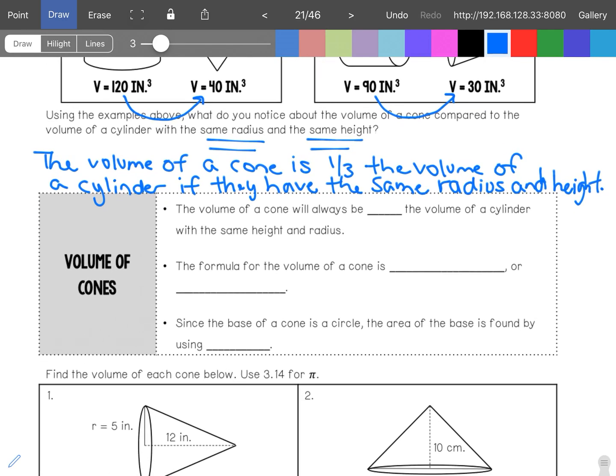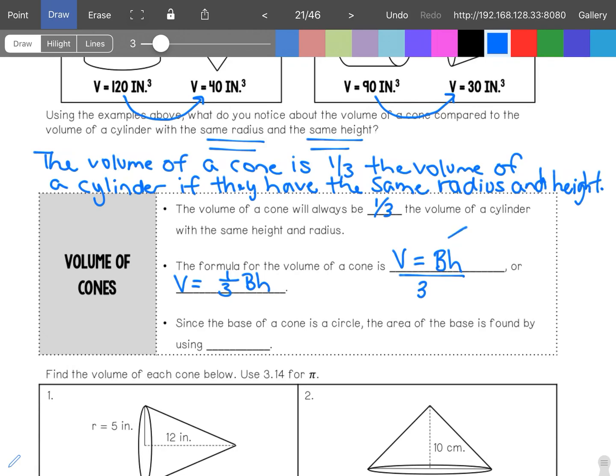All right, the volume of a cone will always be 1/3. We just talked about that. It's 1/3 the volume of a cylinder with the same height and radius. The formula for the volume of a cone is V equals capital B, and that matters, H, divided by 3, or sometimes you will see it written as V equals 1/3 capital B H.